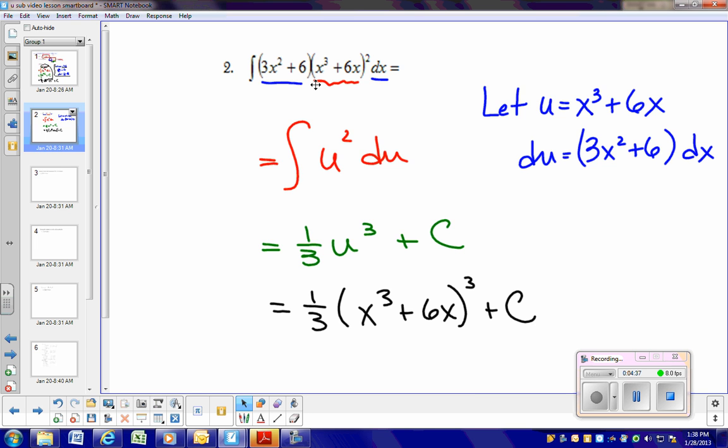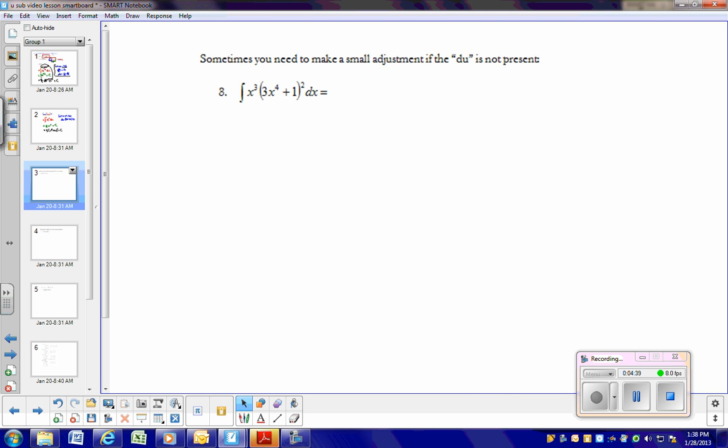Easy peasy. Okay, problem 3 says sometimes you need to make a small adjustment if the du isn't present. So you'll see here that we find a very clear substitution. It should be somewhat obvious as you look at this that this part is the glob, or the u. Seems like that would be the case, our intuition tells us.